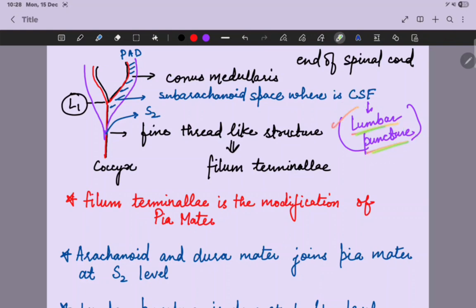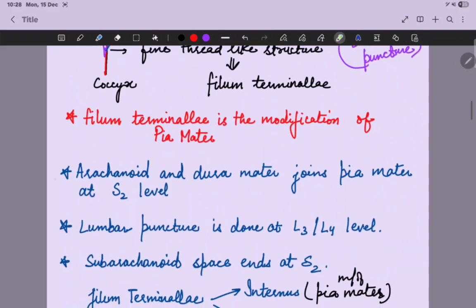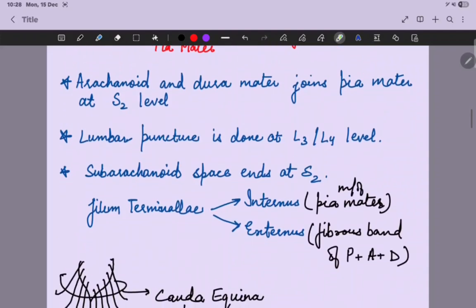Here is written lumbar puncture. And then we have these points. I said that filum terminale is a modification of the pia mater, along with two other modifications also. The arachnoid and the dura mater will join this pia mater at the level of S2, and the lumbar puncture is done at the level of L3 to L4.